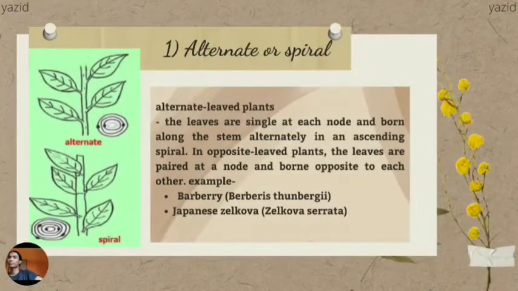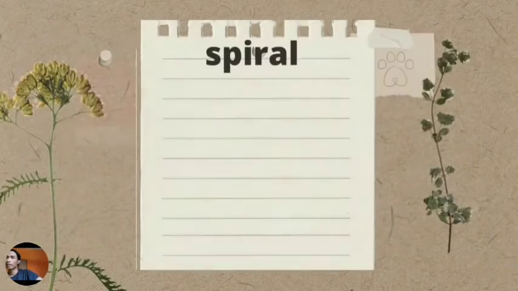Alternate or spiral. In an alternate leaf plant, the leaves are single at each node and borne along the stem alternately in an ascending spiral. In an opposite leaf plant, the leaves are paired at a node, borne opposite to each other. Examples of alternate leaf plants are barberry and others. As you can see, the alternate is more like this in the picture.